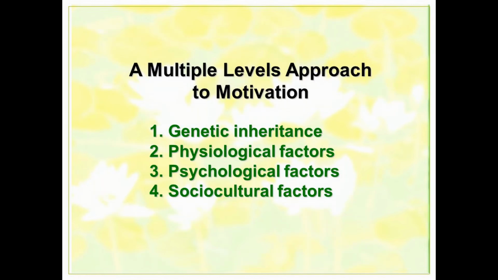A more useful approach to understanding motivation is the multiple levels approach, which incorporates multiple theoretical perspectives for understanding behavior. The multiple levels approach includes genetic inheritance, physiological factors, psychological factors, and sociocultural factors. So I want to give you some examples of these various factors. Using body weight as an example, in the context of genetic inheritance, the number of fat cells in our bodies are largely inherited from our parents.